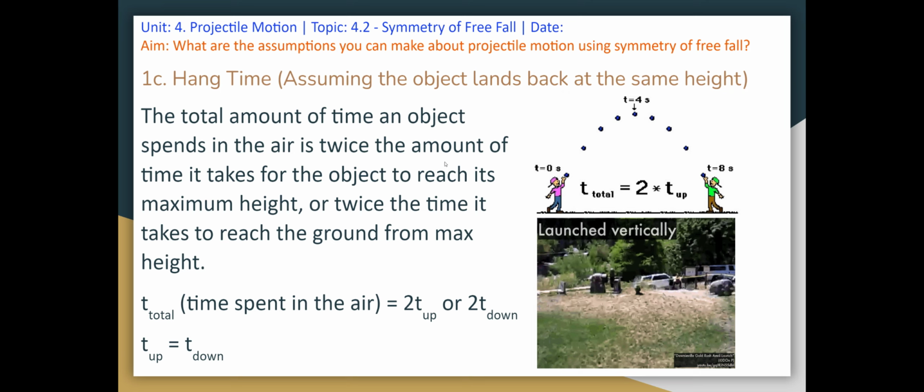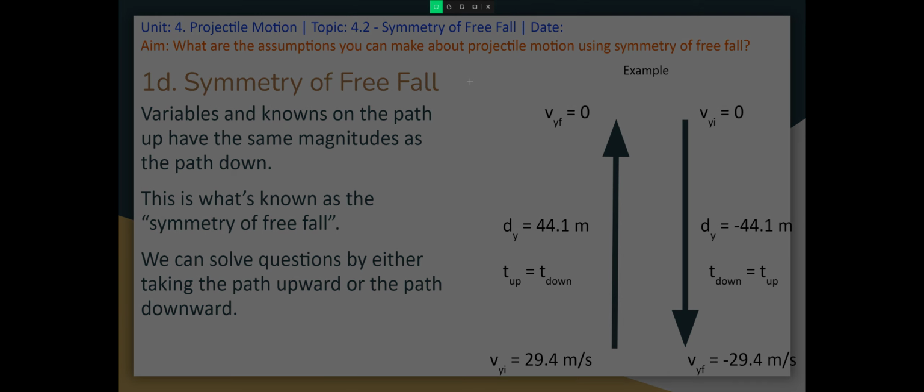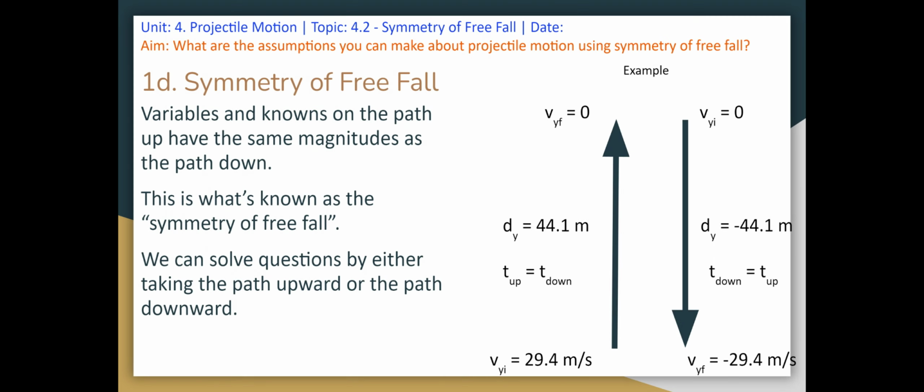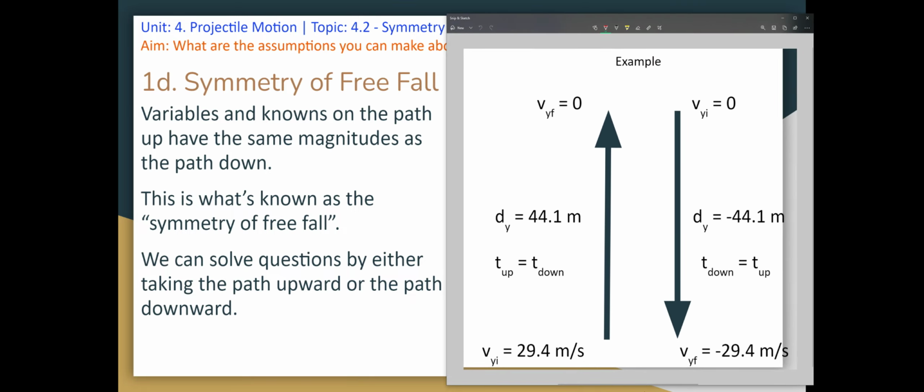Let me give you another example. If your total time in the air was 20 seconds, your time spent going up to your max height would be 10 seconds. It would be half of that. These are assumptions you have to make here, and we go back to our symmetry of freefall. Think about it: symmetry is essentially the same thing on both sides. Both sides are symmetrical, both sides are the same.